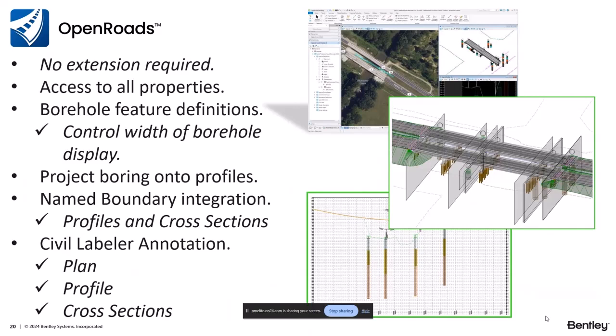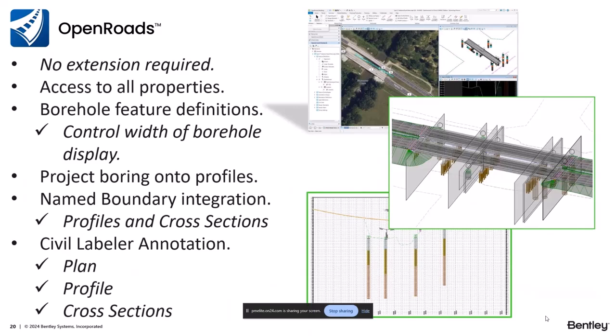So what do I get as a civil engineer based on what she's already done? Well, I get borehole feature definition. Those got created automatically. That controls the display, but it also gives me the ability to control the width of the borehole. I may want it to be different in 3D than it is in profile or cross section. So you'll see that. I get access to all the properties. I have a tool that allows me to project the borings onto my profiles.